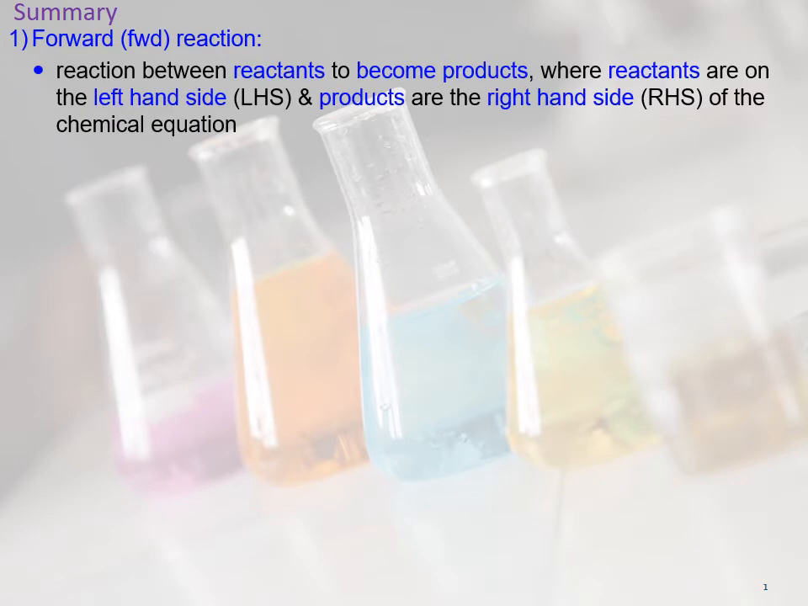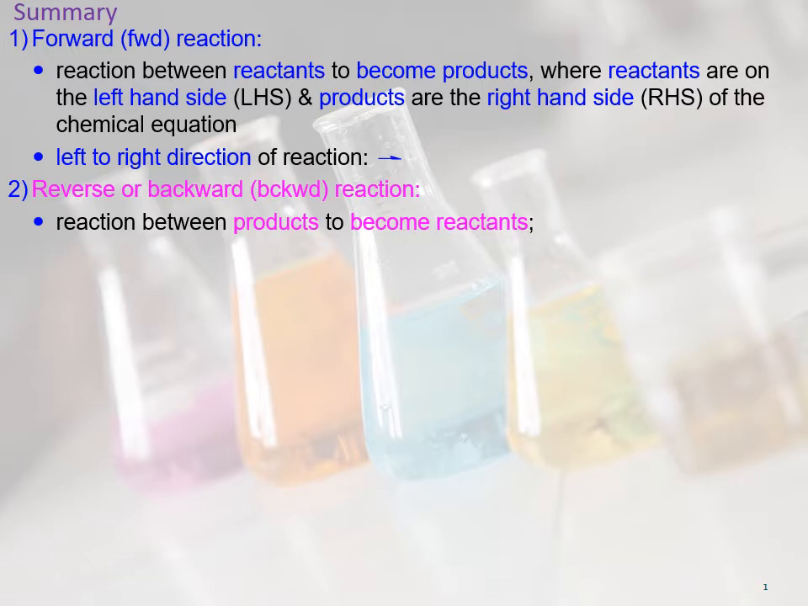Summary. A forward reaction is a reaction between reactants to become products, where reactants are on the left-hand side and products are on the right-hand side of the chemical equation. The reaction direction is from left to right, and it is denoted by an arrow pointing to the right. For a reverse or backward reaction, it is a reaction between products to become reactants. The reaction direction is from right to left, and it is denoted by an arrow pointing to the left.